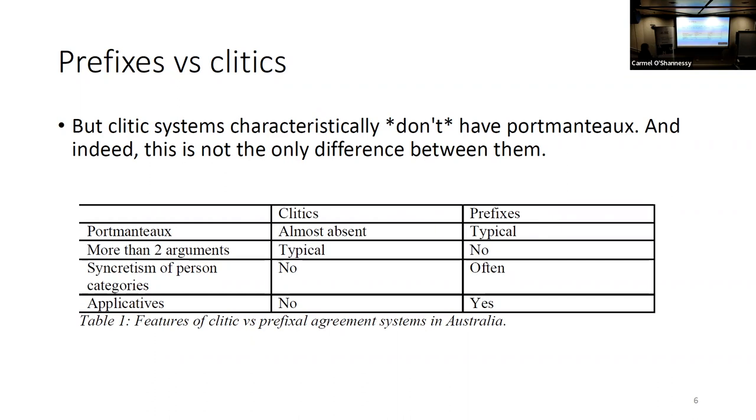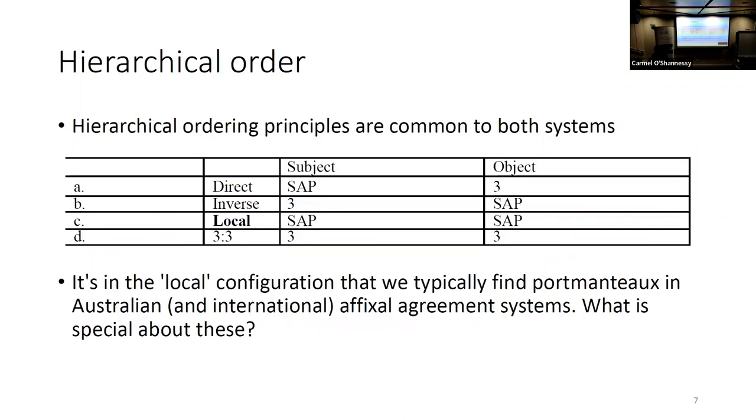There are other differences as well between these two kinds of systems. So phonetic systems often have more than two arguments. Prefixing systems don't do that. You also get syncretism of person categories quite commonly in prefixing systems, in the same kinds of parts of the paradigm that you get portmanteaus. So that's often a way of dealing with what I'm going to talk about, a kind of conflict of motivations in that part of the paradigm, whereas you don't get that in prefix systems. You do get syncretism of number, but not person, as far as I know. And you also get differences in the use of implicatives, which I'm not going to talk about.